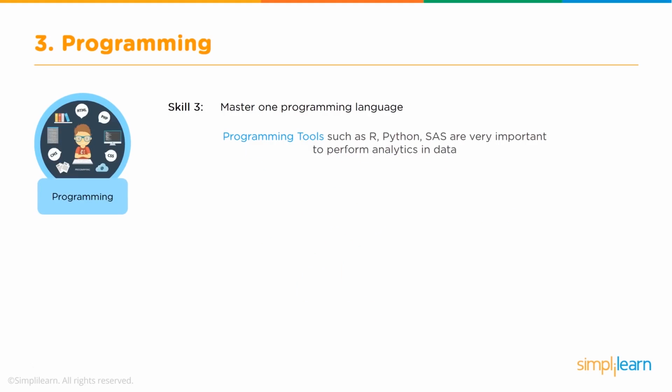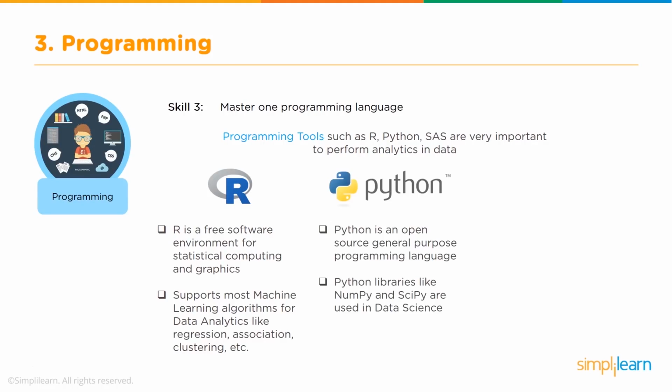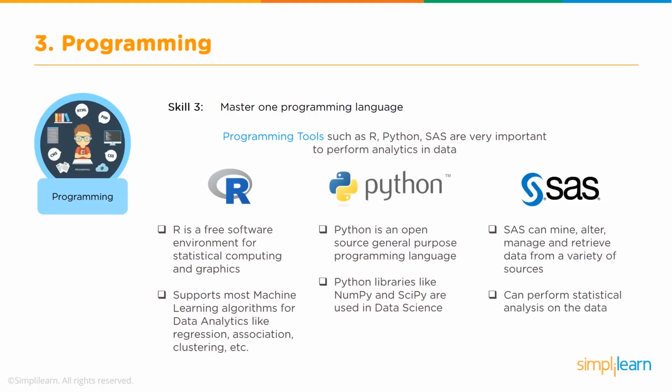Skill number 3, programming. Mastering one programming language. Programming tools such as R, Python, and SAS are very important to perform analytics in data. R is a free software environment for statistical computing and graphics. It supports most machine learning algorithms for data analytics like regression, association, clustering, and so on. Python is an open source general purpose programming language, and libraries such as NumPy and SciPy are used in data science. SAS can mine, alter, manage, and retrieve data from a variety of sources. It can also perform statistical analysis on the data.